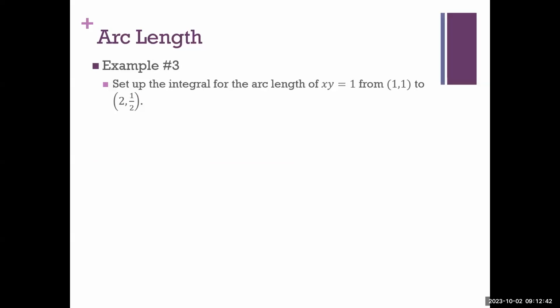Okay. I want to set up this integral for this arc length, not necessarily evaluate the whole thing, but let's at least set it up. So I have this curve, xy equals 1, and I want to find this arc length between those two points. I'll take my cues from you. How do you want to start?